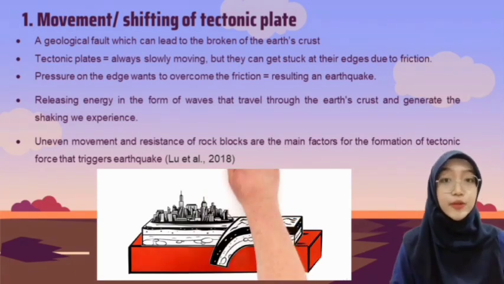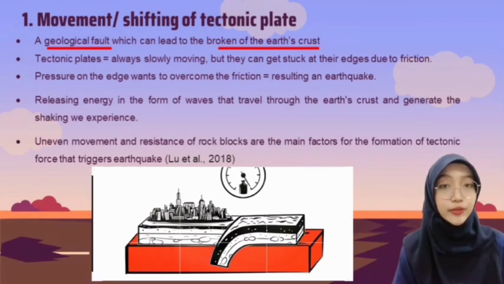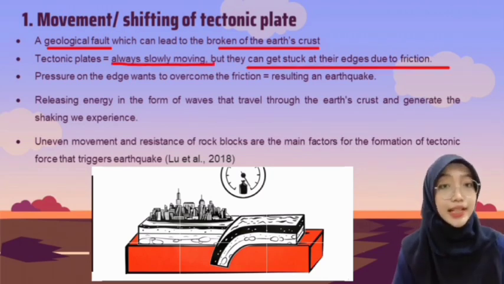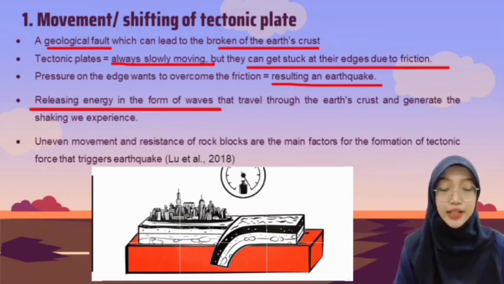If the pressure grows too great, the tension releases with a harsh jolt and the earth shakes. When the tectonic plates move, this can be considered a geological fault, which can lead to the breaking of the earth's crust and result in an earthquake. Actually, the tectonic plates are always slowly moving, but they can get stuck at their edges due to friction. So, when the pressure on the edges overcomes the friction, an earthquake occurs, releasing energy in the form of waves that travel through the earth's crust and generate the shaking that we experience.